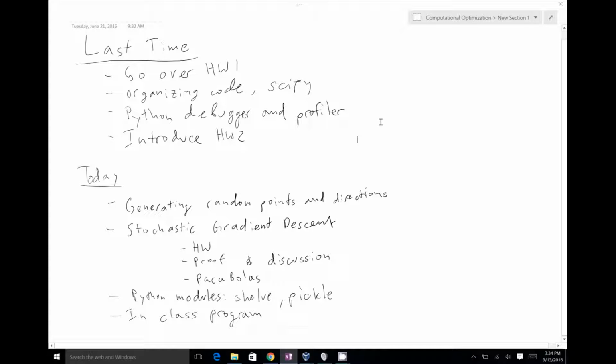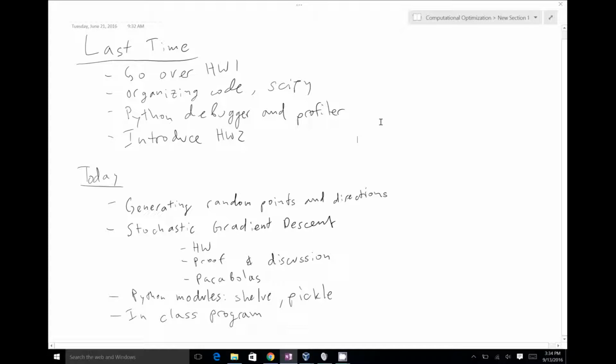Okay, if not, the plan for today is to begin by doing some interactive Python programming and discuss generating random points, both in a space and generating random directions. This is an important building block of some of the future assignments that we're going to make, and something that comes up over and over again in scientific computation.